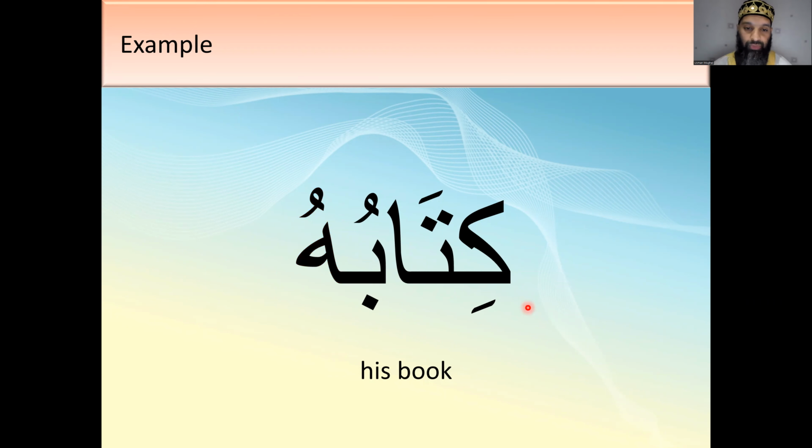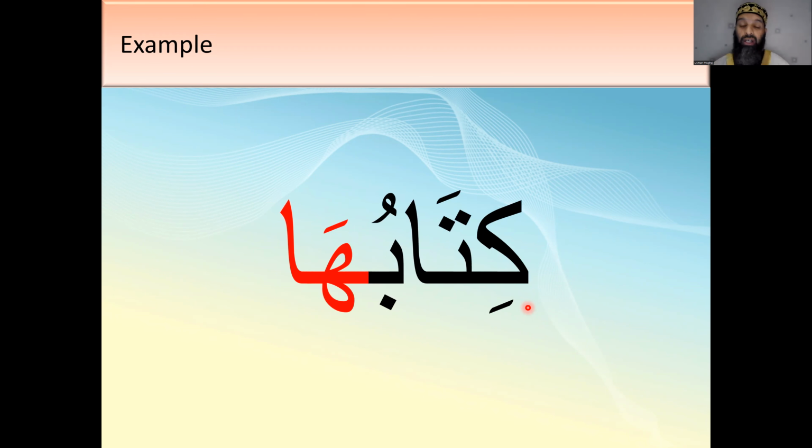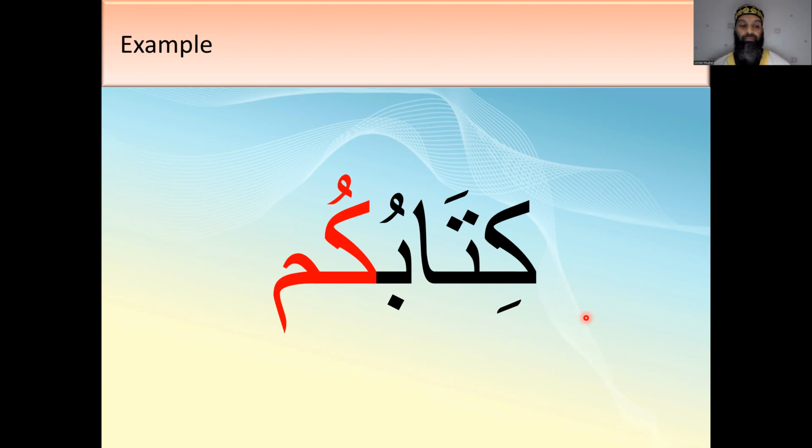Right, next one. So keep looking at your table. I'll put it back in black again. Right, next one, kitabuha. So kitabuhu was his book. What is kitabuha? Kitabuha, radiyallahu anha. Yeah? Her book. Good. Their book? No, it's not their book. It's her, singular. Yeah?